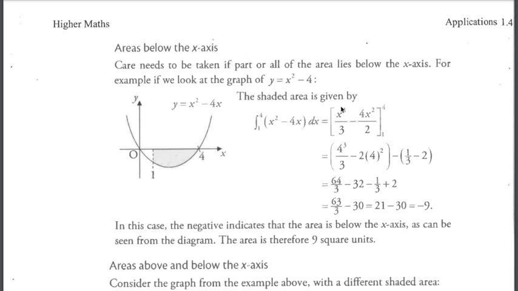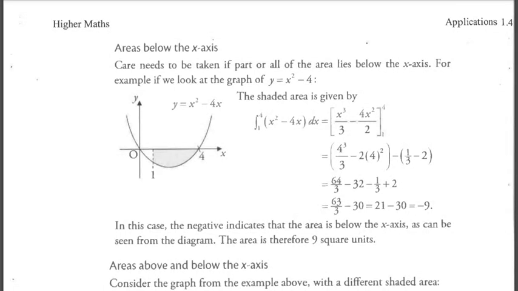So integrate x squared, we get x cubed divided by 3. Remember, add 1 to the power, divide by the new power. If we integrate 4x, which is really 4x to the power 1, we will get 4x squared divided by 2, or just 2x squared. And then to evaluate that between 1 and 4, we substitute in 4, substitute in 1, evaluate what we have, and we end up with an area of -9.